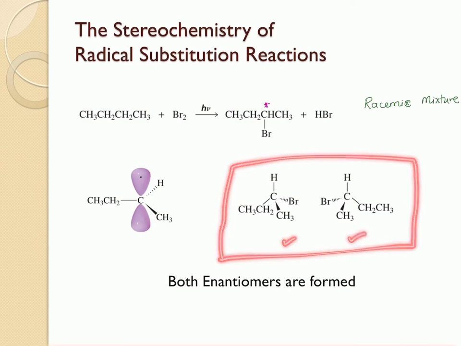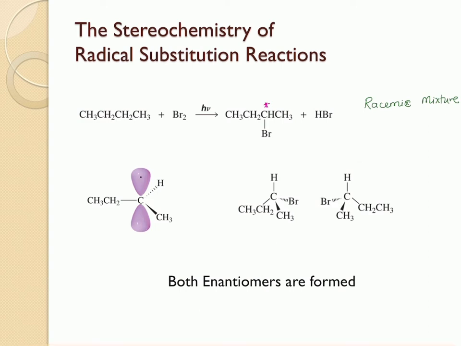Now, why should it form two enantiomers? What is the reason behind it? We know that a radical substitution reaction has to go through the formation of an alkyl radical. This is the alkyl radical that is formed. And when you look into the structure of this alkyl radical, it's actually going to be planar, where this is your sp2 carbon, and the atoms that are attached to the sp2 carbon, all of these are going to lie on the same plane.